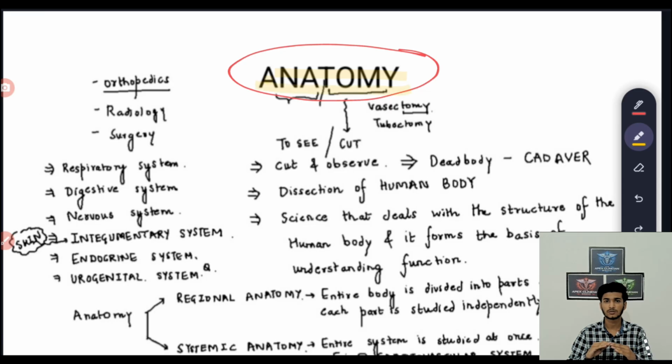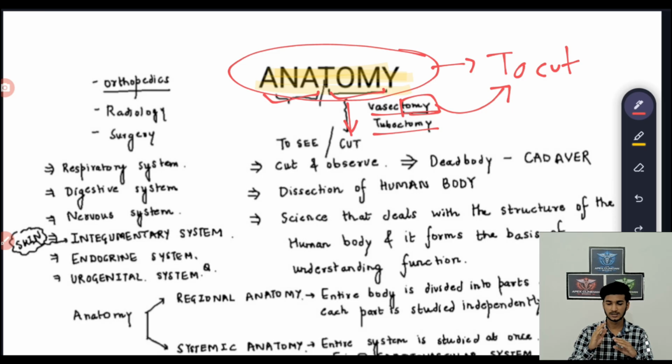Anatomy consists of two words. First is ana and second is tomy. This tomy means to cut. The actual meaning of tomy is to cut, like you can see in other words such as vasectomy, pubectomy. So the tomy here refers to the meaning cut, and ana means to see. So the whole word gives a specific meaning, that is to see and then cut. That is anatomy. So where does this observation and cutting occur? It occurs on the dead body, which is called the cadaver.